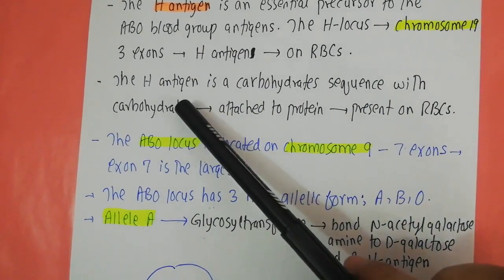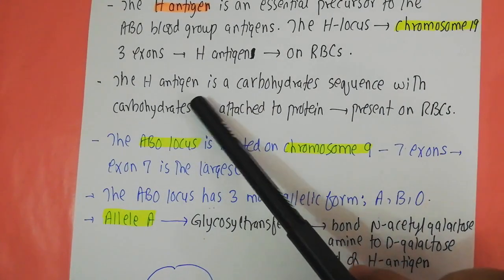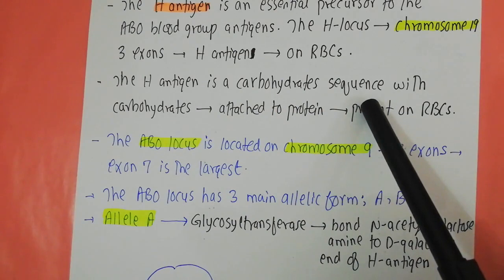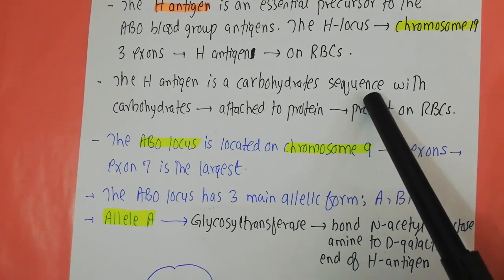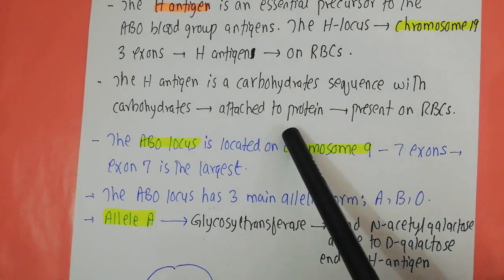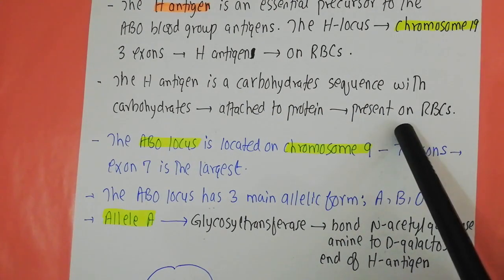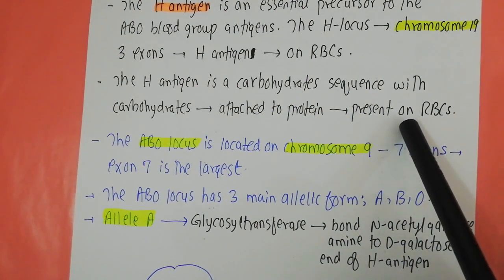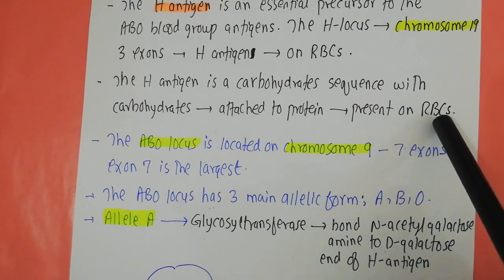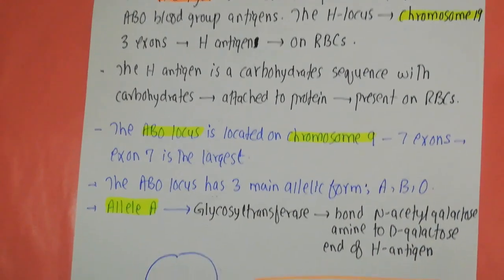Now, if you look at the nature of this H antigen, it is a carbohydrate sequence, and this carbohydrate sequence is attached to the proteins which are present on the surface of the RBCs. There are proteins on the surface of the RBCs, and this H antigen attaches to those particular proteins on the surface of the red blood cell.